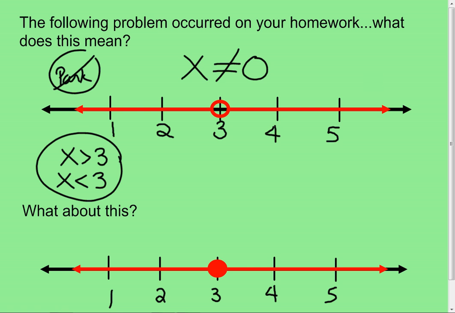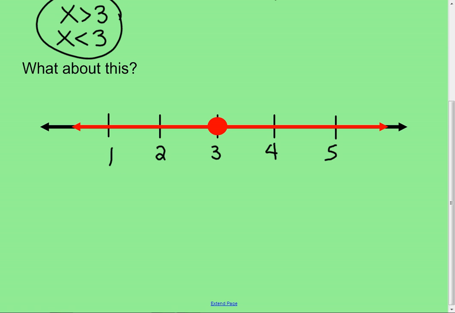What about this one? It's like the X. It's the equal and it's crossed out, and then it's like a line. Can you describe the right side? How about these numbers? How do they compare to 3? Greater than. Could they be equal to? Yes. And then how would you describe this side? X is less than 3.